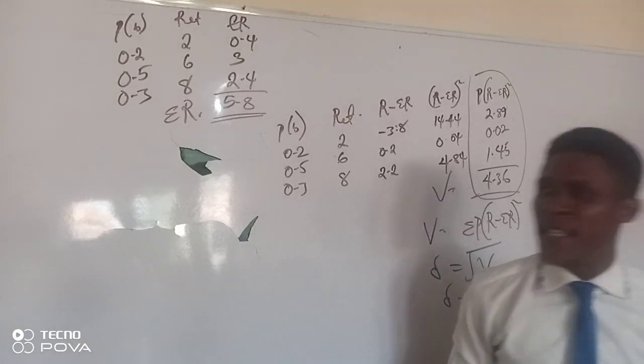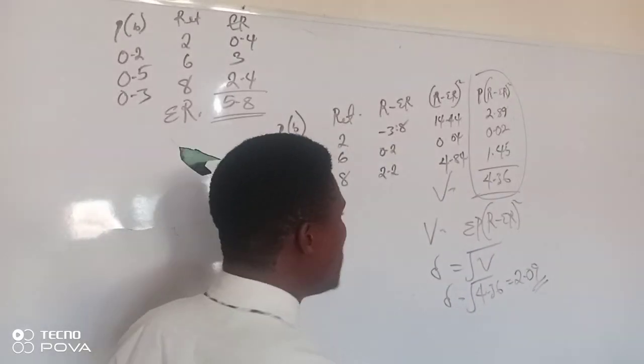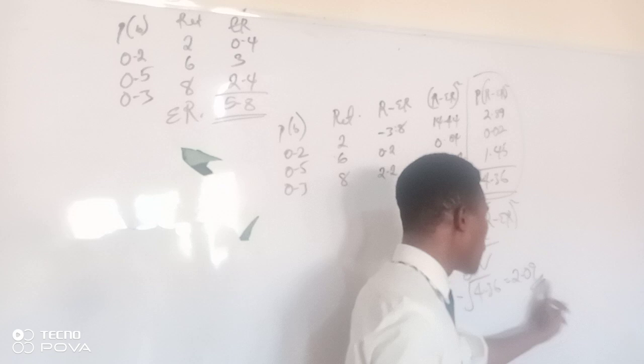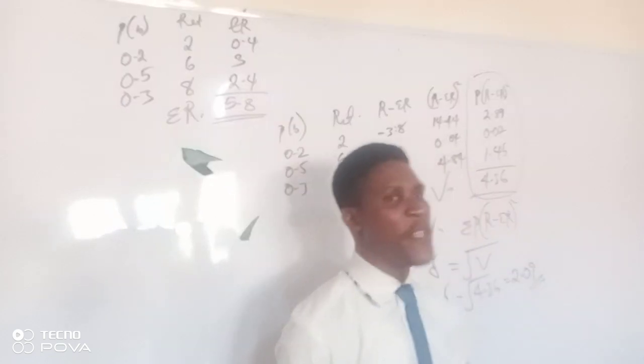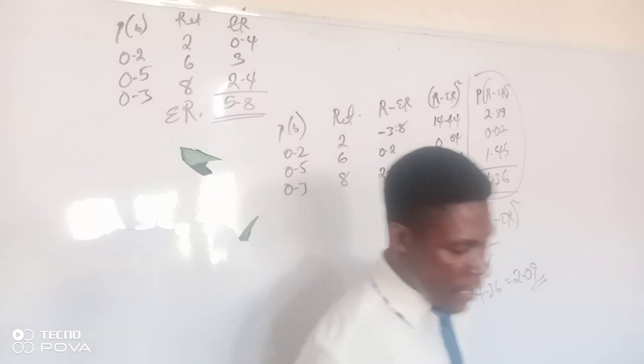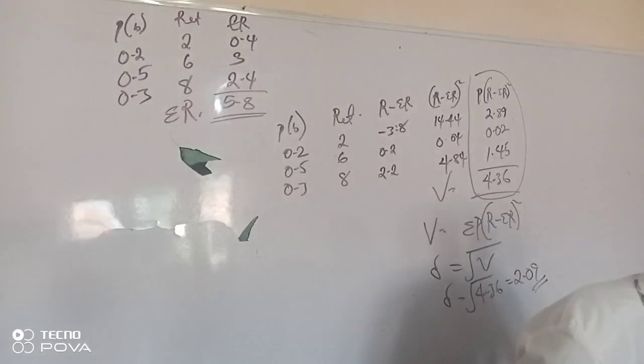So what I'm trying to say is this. We have technically measured that this investment has a risk of 2.09%. Okay, let's take a step further now. We can actually reduce this risk.